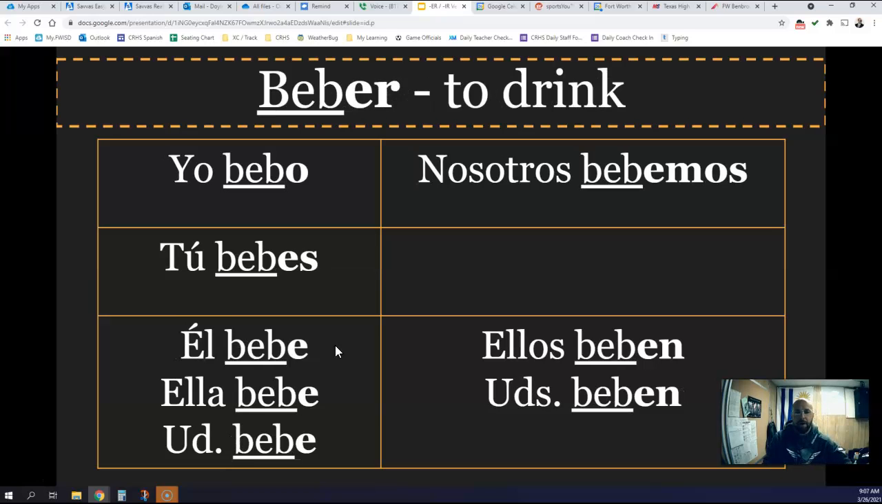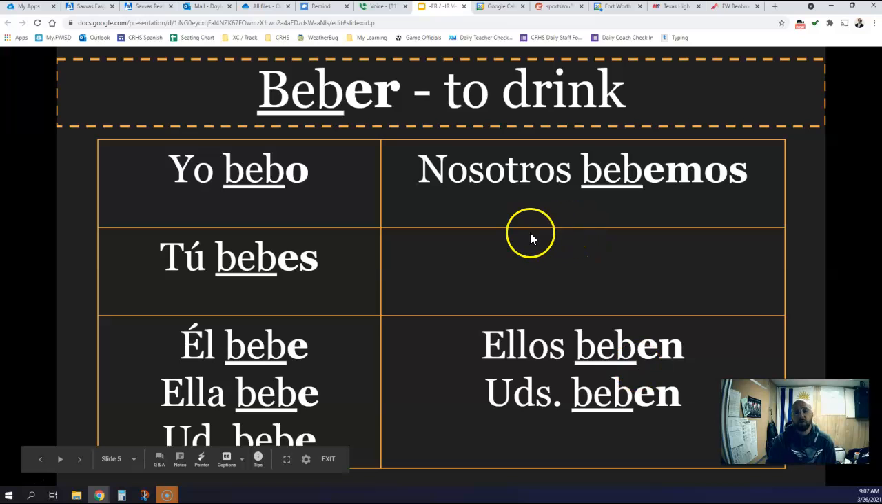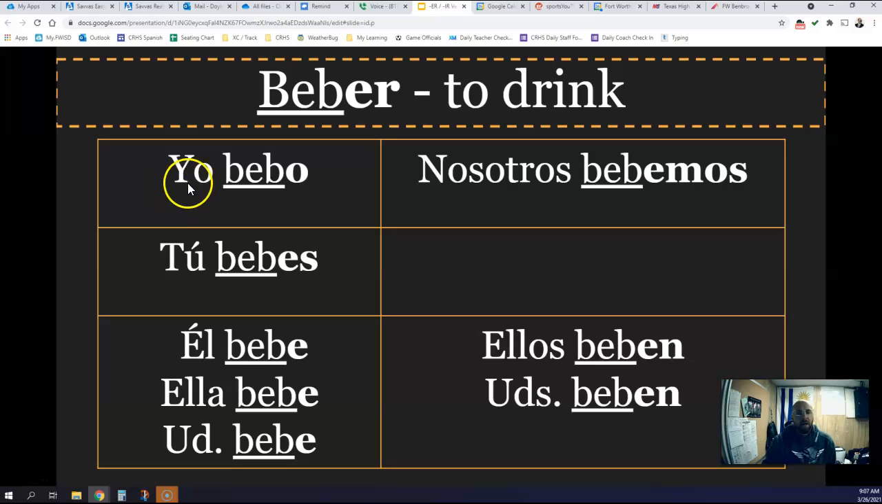All right. Beber. Yo bebo café. Yo bebo, tú bebes, él bebe, ella bebe, usted bebe, nosotros bebemos, ellos beben, ustedes beben. Sorry, my Puerto Rican came out. Yo bebo, tú bebes, él bebe, ella bebe, usted bebe, nosotros bebemos, ellos beben, ustedes beben.